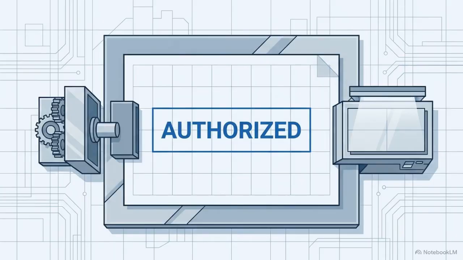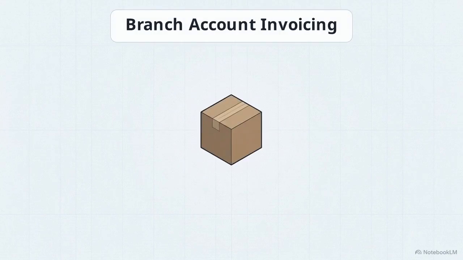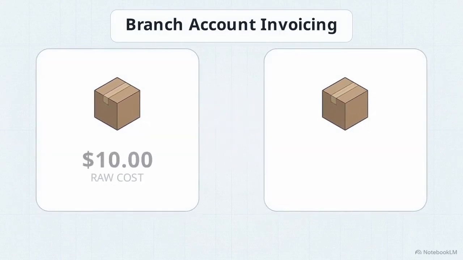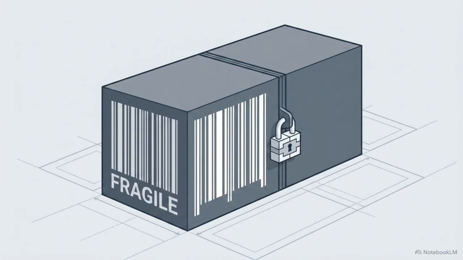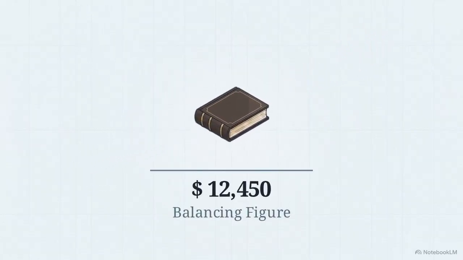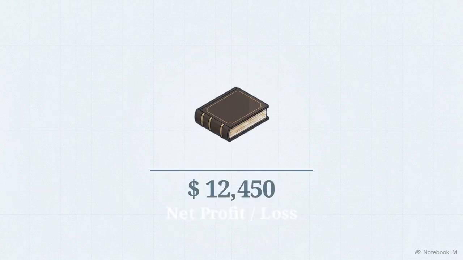Within this single account, headquarters maintains a degree of pricing flexibility. The goods shipped out to the branch can be invoiced at the raw cost price, or they can be marked up and invoiced at the final selling price. Because everything flows into one place, this system functions similarly to a consignment account, the standard method used when shipping goods to a third-party agent. To extract the profit, you simply look at the end of the ledger. The balancing figure at the bottom inherently equals the net profit or loss for the entire period.